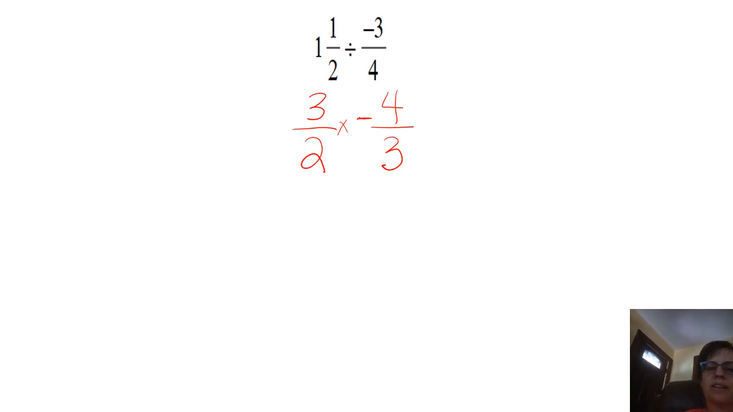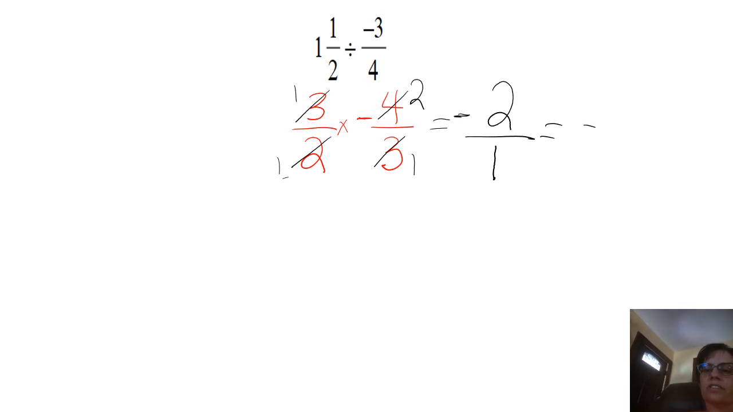Using good practice, I'm going to cross cancel those 3's. So 3 divided by 3 is 1, 3 divided by 3 is 1, and then I'm going to cross cancel the 2 and 4. 2 divided by 2 is 1, 4 divided by 2 is 2. Now I multiply straight across. 1 times 2 is 2, and 1 times 1 is 1. My signs, check your signs, they're different, so it's negative. That final answer is simply negative 2.